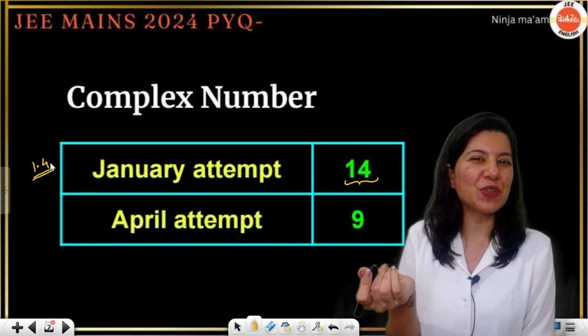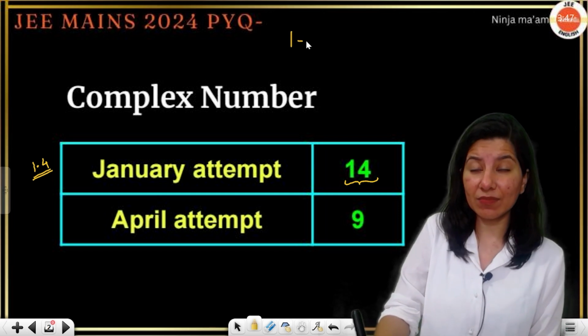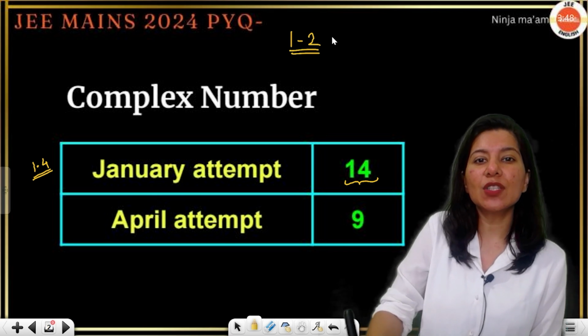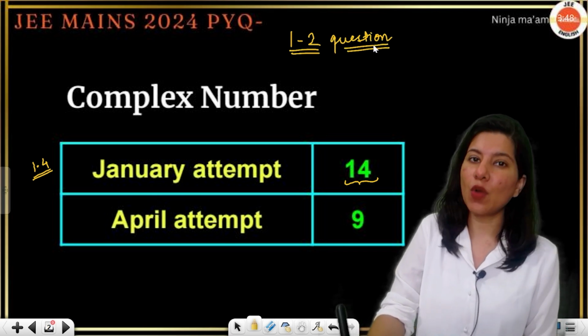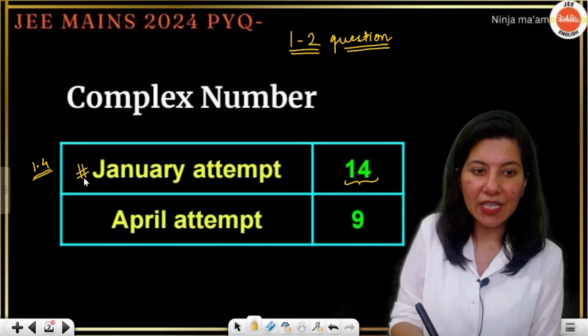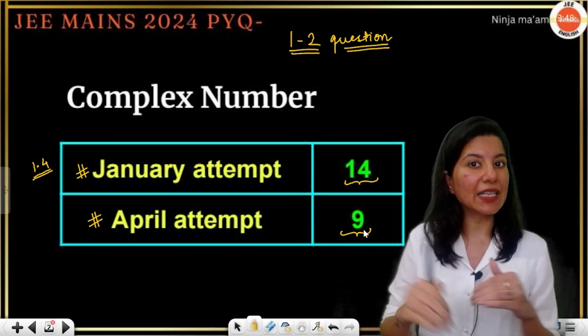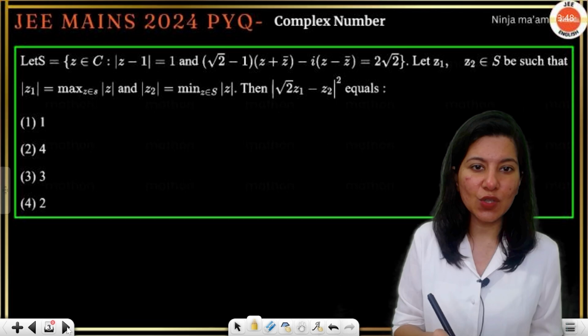Now 1.4 questions means what? Minimum one question you will see in your upcoming JEE Main, and maximum 2 questions you will see in your upcoming JEE Main 2025 from the chapter complex number. Today's session is all about the January attempt, and the April attempt we will do in a separate session, as there were 9 questions. So let's start with the very first question.